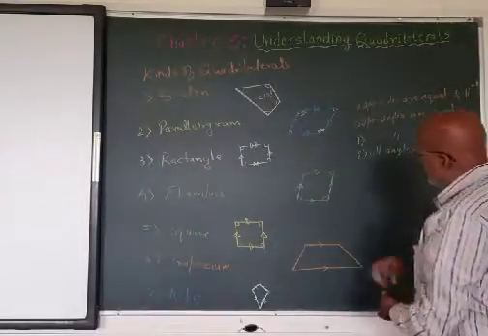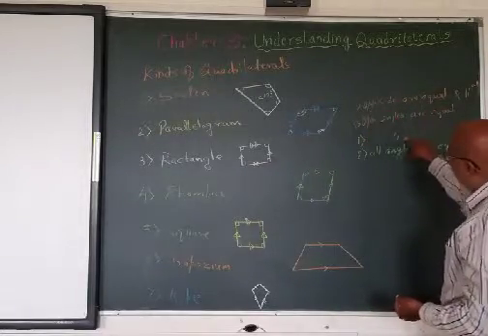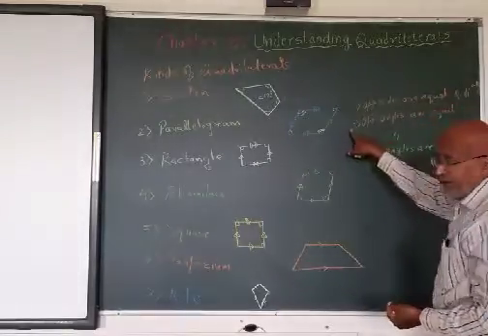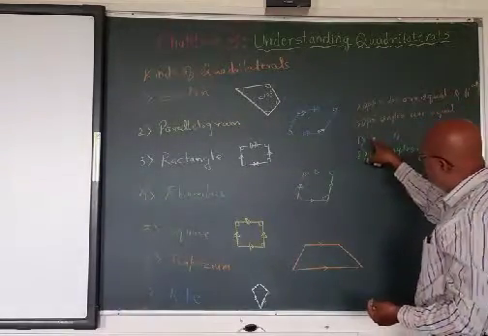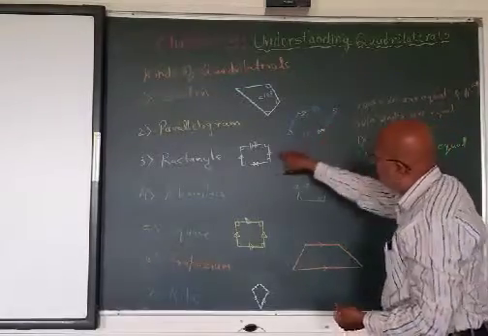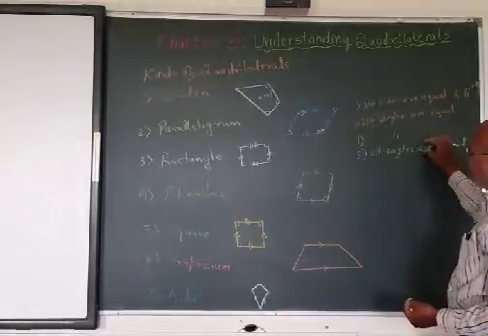Now see here, what is changing in this and this? Only the first one is the same. Opposite sides are equal and parallel. But what is changing here? Here only opposite angles are equal. Here all the four angles are equal. So that much is the change.